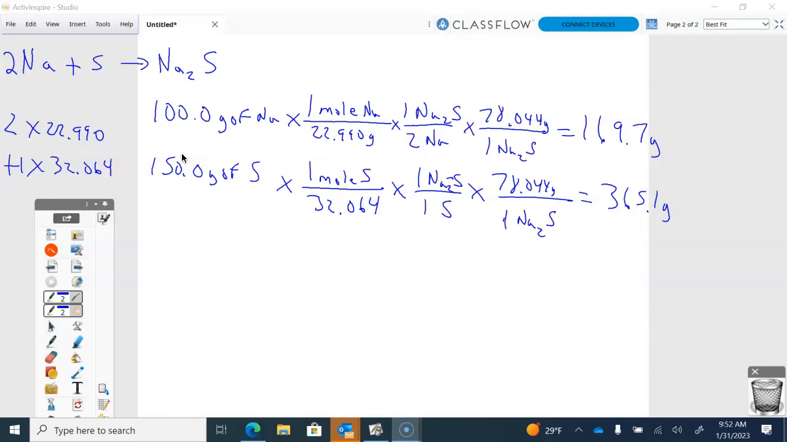Yes, sir. Is the 78.044 from that equation right there? Yes, right here. That's the molar mass of that. So usually that's going to be the same. It's pretty much going to be the same every time.